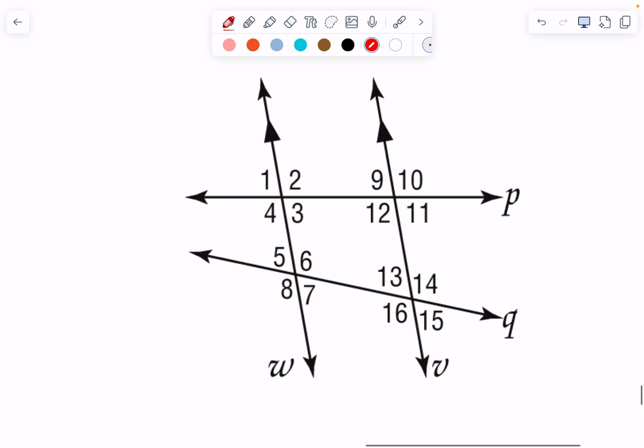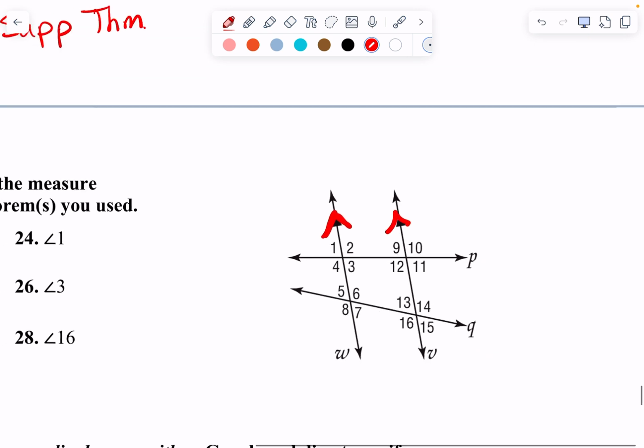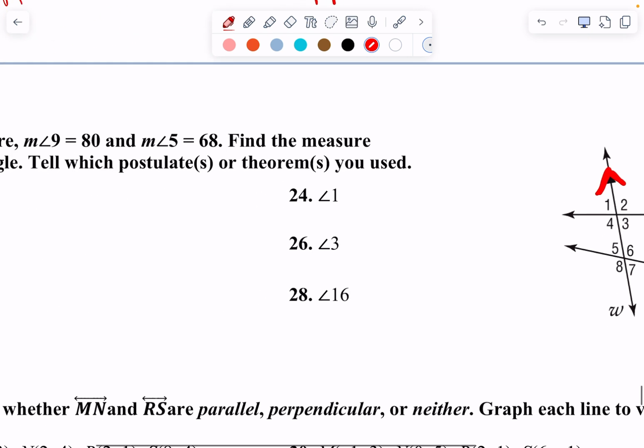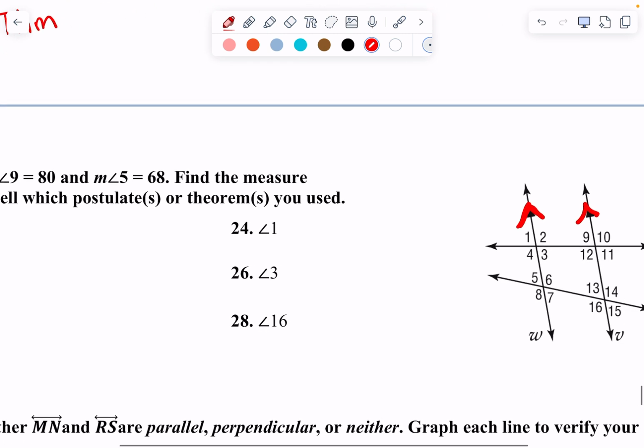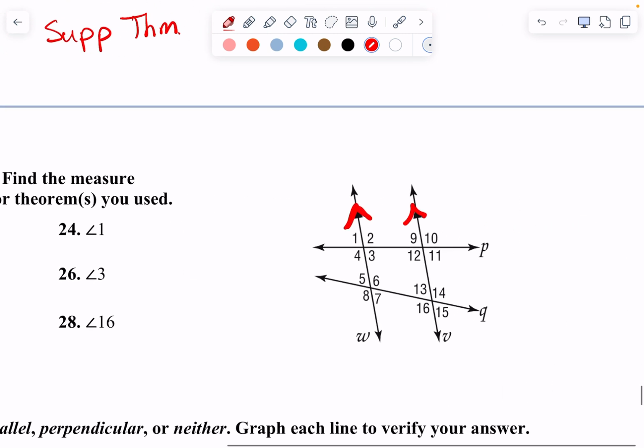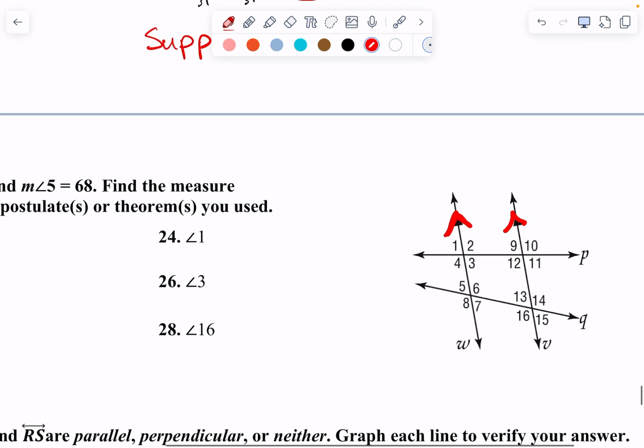Backside. What do we know about this diagram? One thing that I see: only this one and that one are parallel, right? The other two are not parallel. They don't even look parallel. Maybe they will end up being parallel according to the numbers, but they don't look parallel right now. They give us 2 angles. Angle 9 is 80 degrees, and angle 5 is 68.